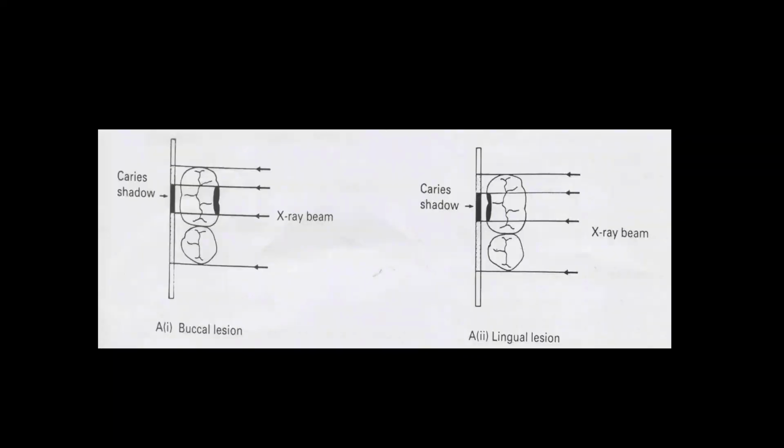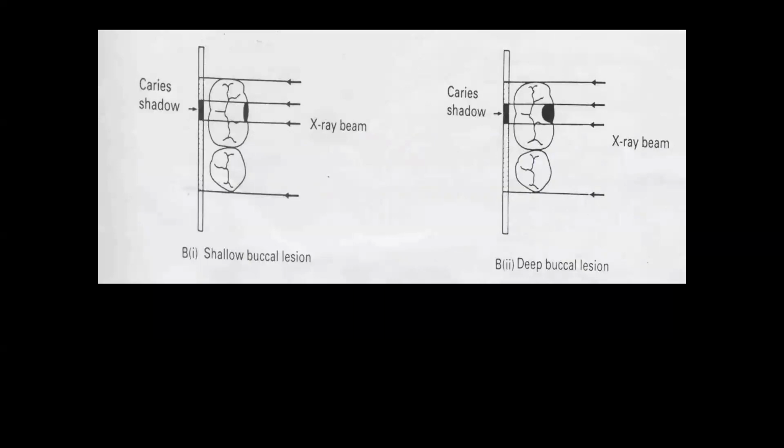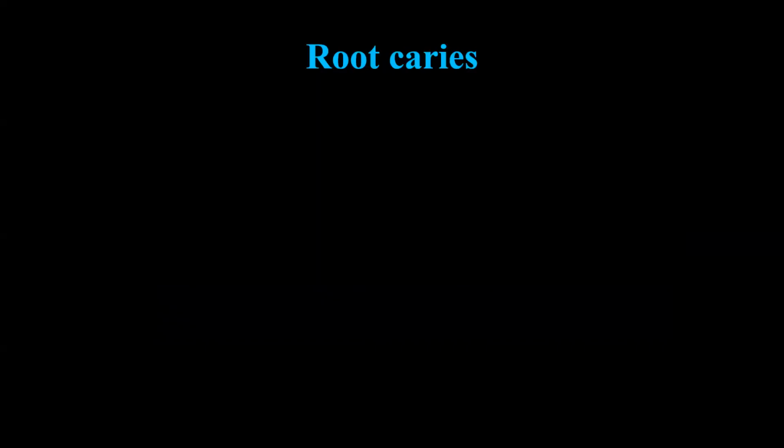This is a diagram showing the difficulty in distinguishing a buccal from a lingual lesion, because when the X-ray beam passes and falls onto the radiograph, both will be seen as the same. The similar problem happens when the lesion is shallow or deep, because the depth is not identifiable on a two-dimensional image. So we are not actually able to identify the depth of the lesion. So that was buccal, facial and lingual caries.